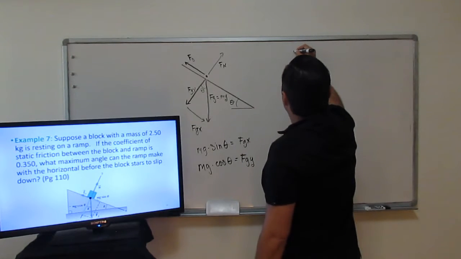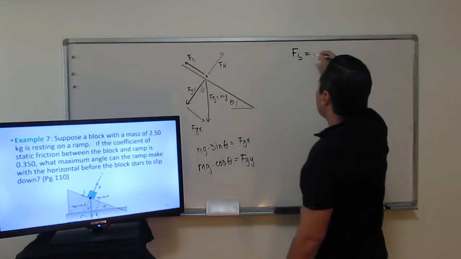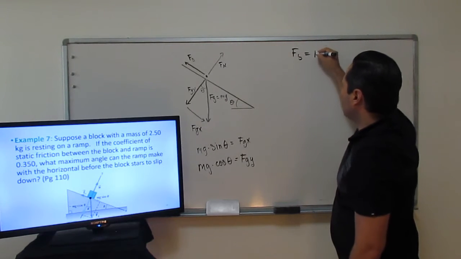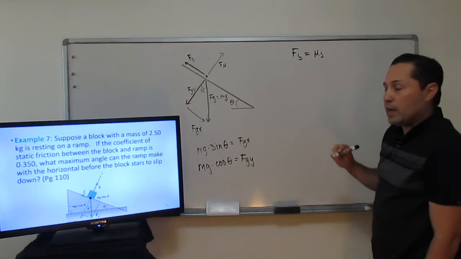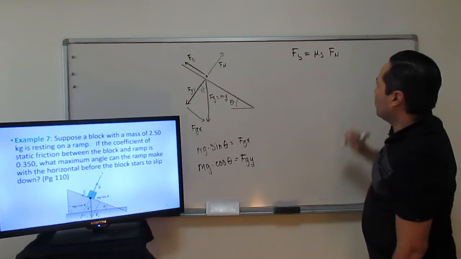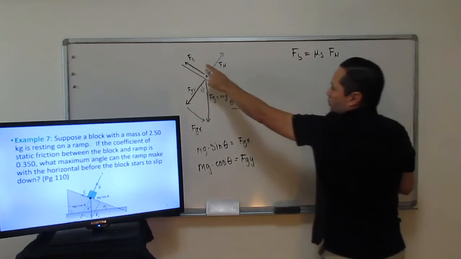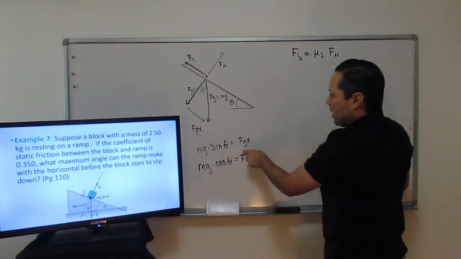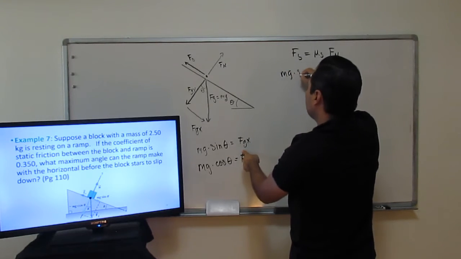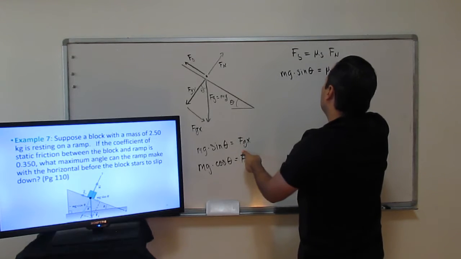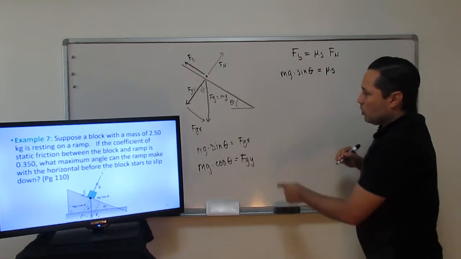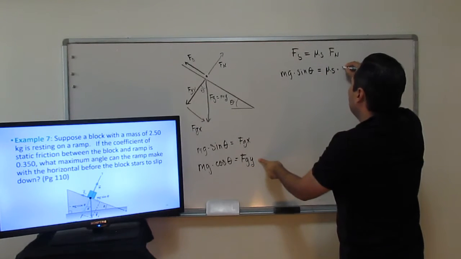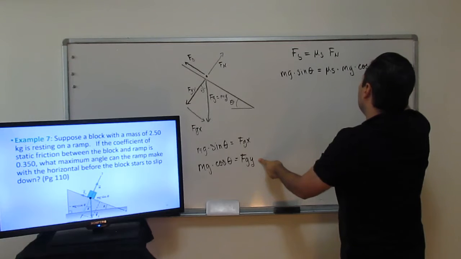Alright, so our formula: force of static friction is equal. We're not going to say less than, because we're trying to get right up to the very edge before it begins to slip. It's equal to the coefficient of static friction multiplied times force normal. Now I'm going to begin to substitute. What is static friction? Well, I mentioned it was the same in magnitude as force of gravity on the x-axis, so I'm going to put mg times sine theta. And what's force normal? Force normal is the same magnitude as force of gravity on the y-axis, so I'm going to put mg times cosine theta.